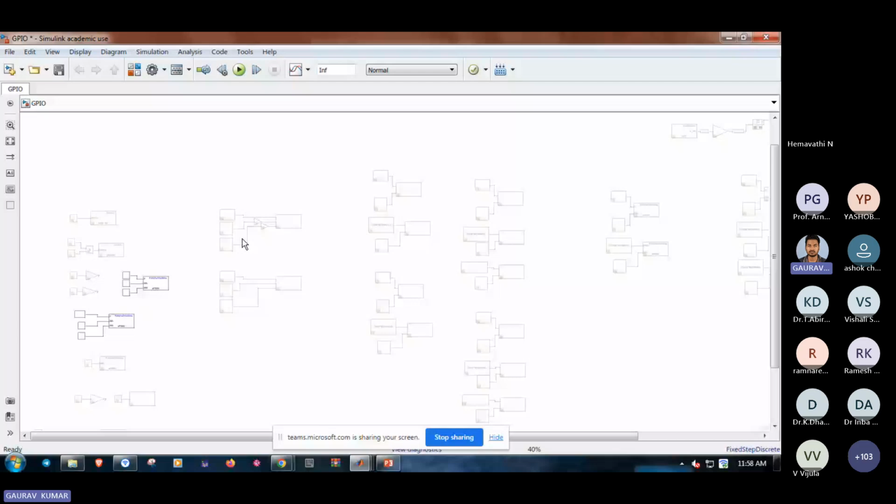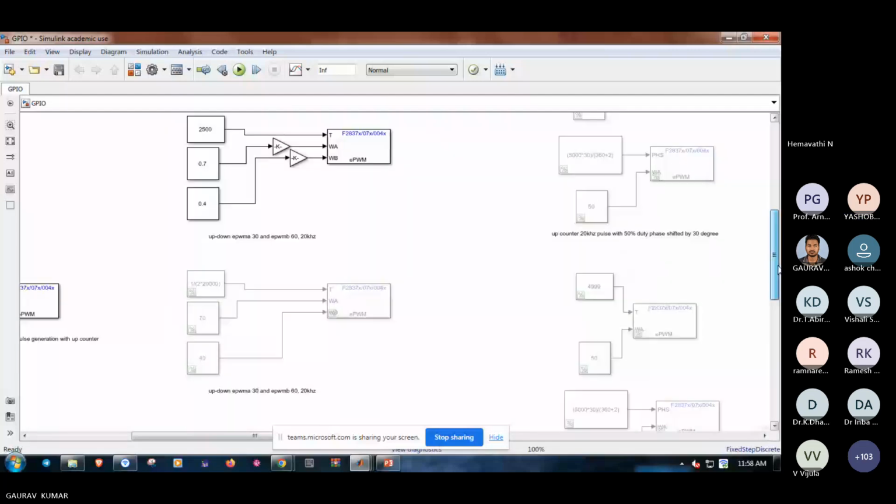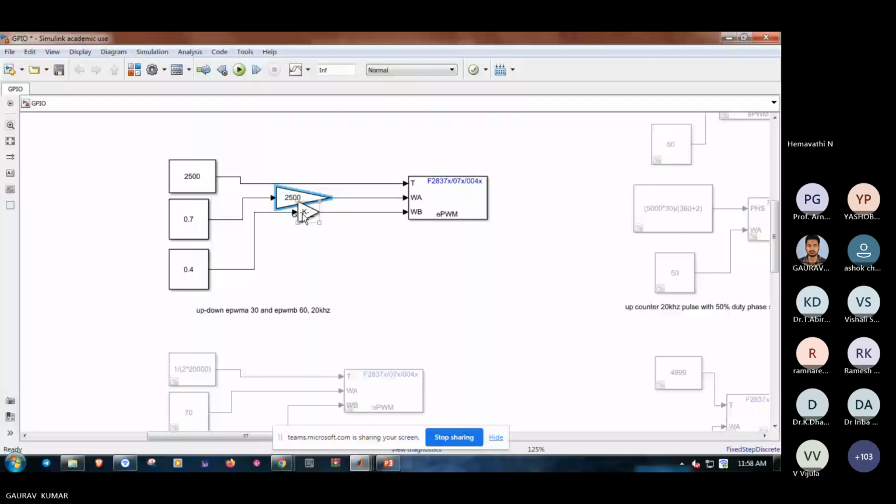See this for up and down count. Okay. For up and down count mode, similarly, we have selected the TBPRD value in terms of clock cycles. Here it is a 20 kilohertz pulse. So I have told you the formula. Through the formula, when we find the TBPRD value in clock cycles, it will come 25.